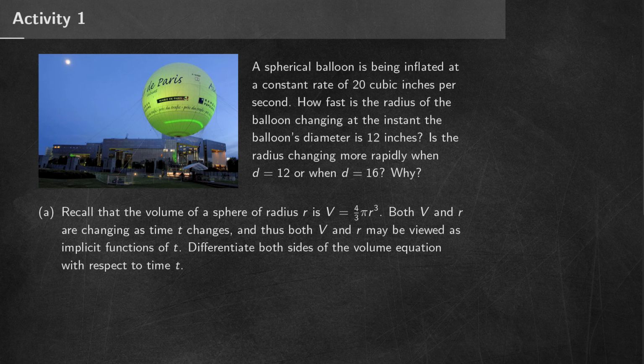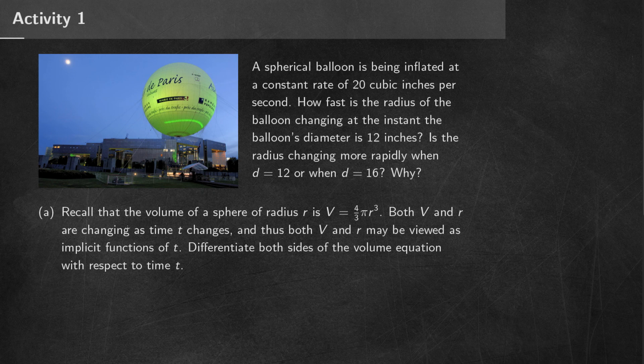Now let's look at our first activity. A spherical balloon is being inflated at a constant rate of 20 cubic inches per second. How fast is the radius of the balloon changing at the instant the balloon's diameter is 12 inches? Is the radius changing more rapidly when d is 12 or when d is 16?